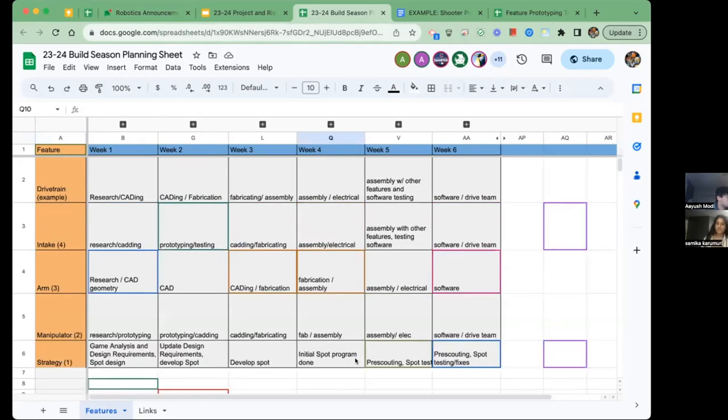This is some good stuff that we're looking at. But I did want to ask, just by looking at how each of the features have laid out the 6 weeks of build season, does anyone see anything that might be a constraint or a risk for our team in being efficient with our execution? You can raise your hand. We're looking for 2 or 3 people maybe to share.